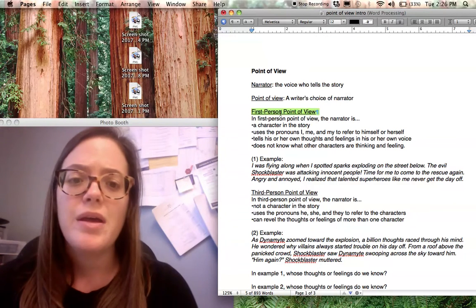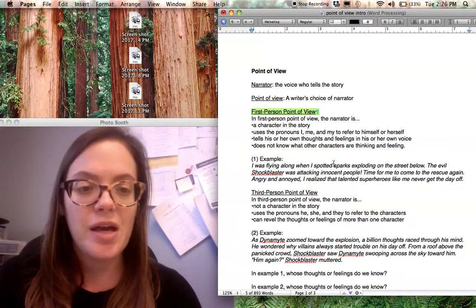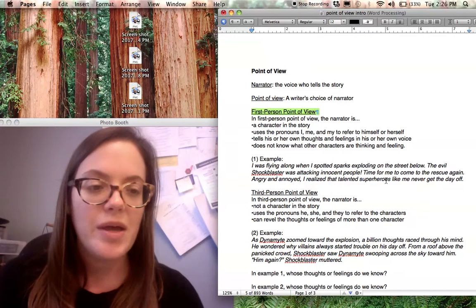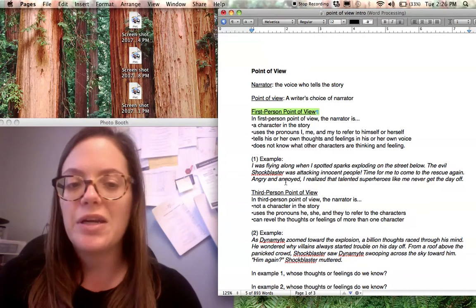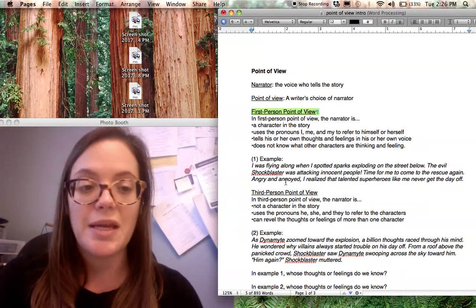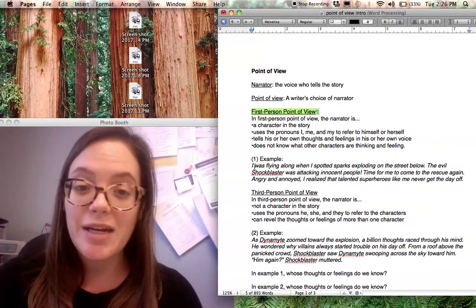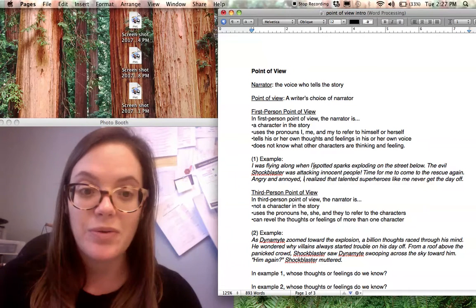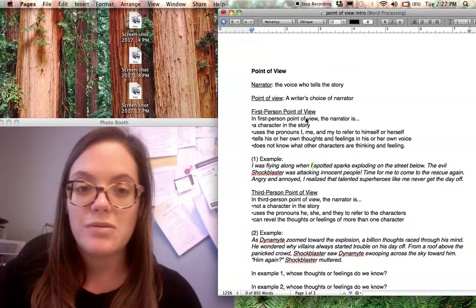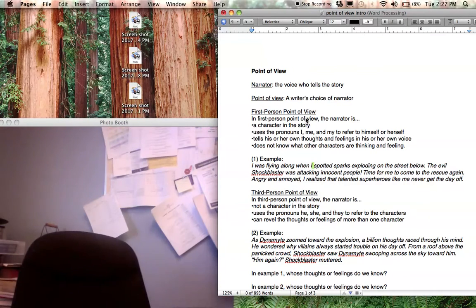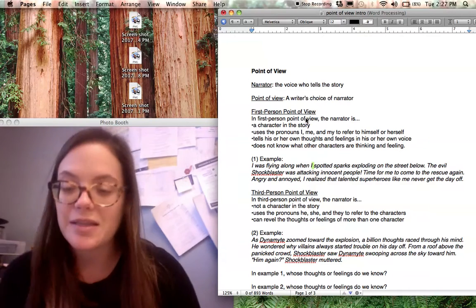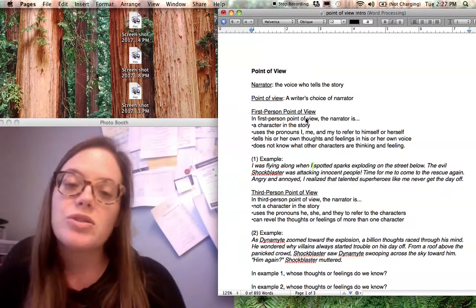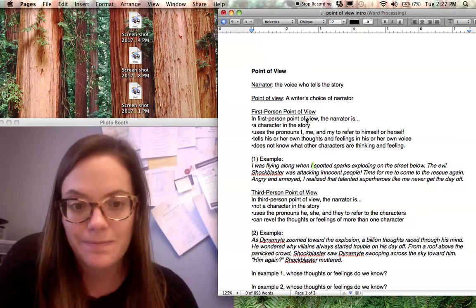Now, another example: I was flying along when I spotted sparks exploding on the street below. The evil shock blaster was attacking innocent people. Time for me to come to the rescue again. Angry and annoyed, I realized that talented superheroes like me never get the day off. Here we see the pronoun I multiple times. Those pronouns show us that this person is telling the story about themselves and their own experiences.